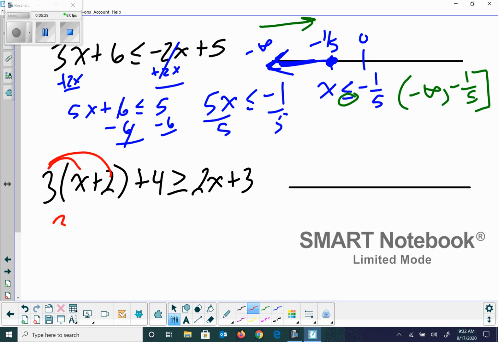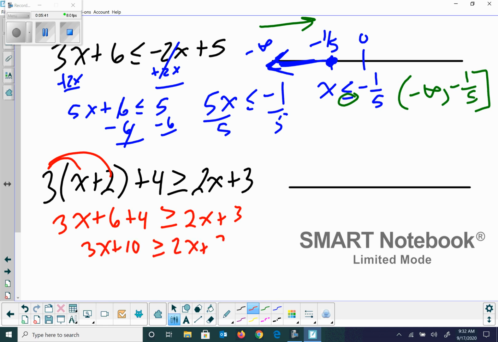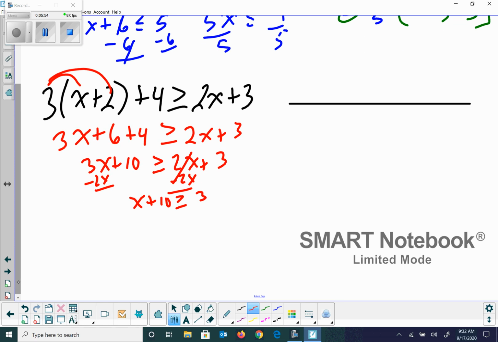Okay? Let's go ahead and try this next problem. Distribute the 3 over the parentheses. Combine like terms. And then let's get x by itself. So I'm going to subtract 2x from both sides. So those cancel. That leaves me x plus 10 is greater than or equal to 3. Subtract 10 from both sides. Those cancel.